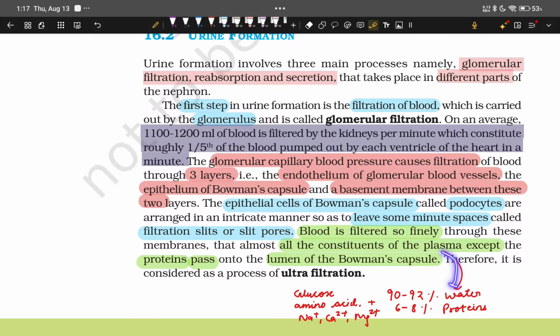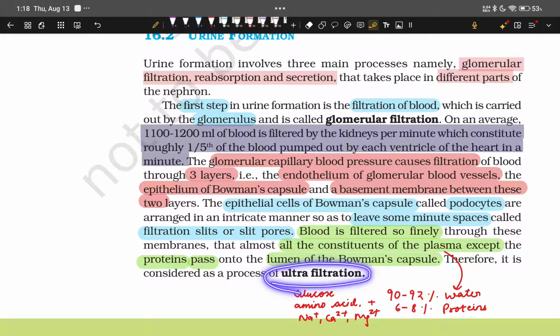So just for that, plasma consists of 90 to 92% of water, 6 to 8% of protein, which is not there in the filtrate as mentioned, and the rest are substances like glucose, amino acids and certain salts like sodium, calcium, magnesium. And one more thing, plasma also consists of some waste like urea and other nitrogenous waste. Urea is a major nitrogenous waste. We are ureotelic animals, humans. So if we are talking about the human excretory system, then we'll only be talking about urea as nitrogenous waste.